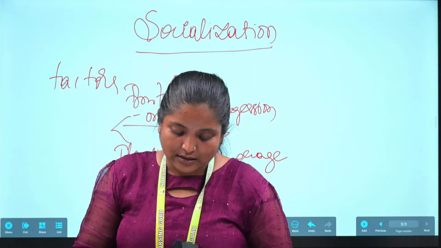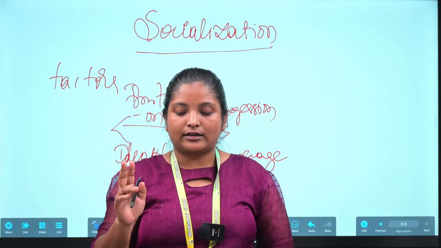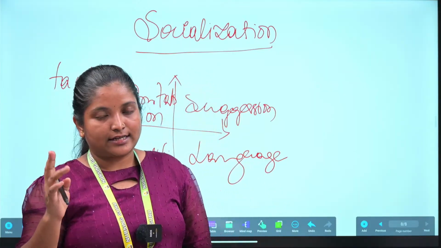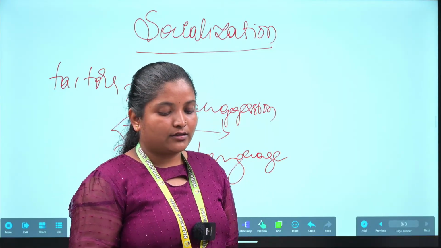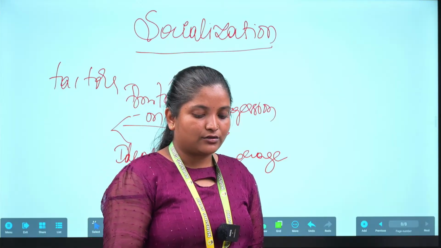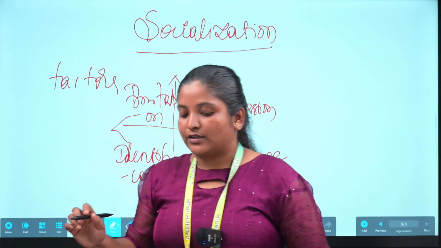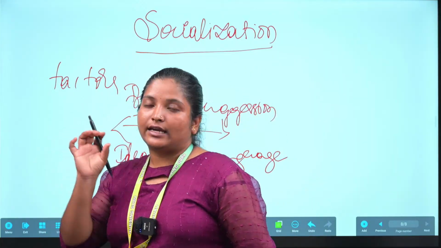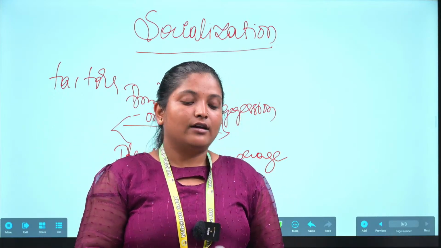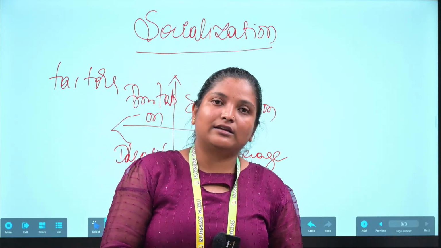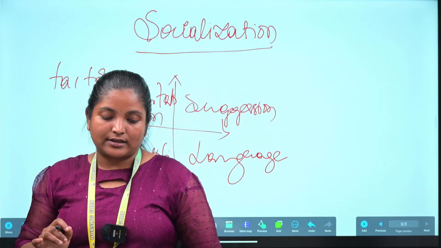The next one is types of socialization. We have primary socialization, secondary socialization, adult socialization, then anticipatory socialization and re-socialization. So here five types are there. The first one is primary socialization, the second is secondary socialization, the third is adult socialization, the fourth is anticipatory, and the fifth is re-socialization. So you have to remember this.